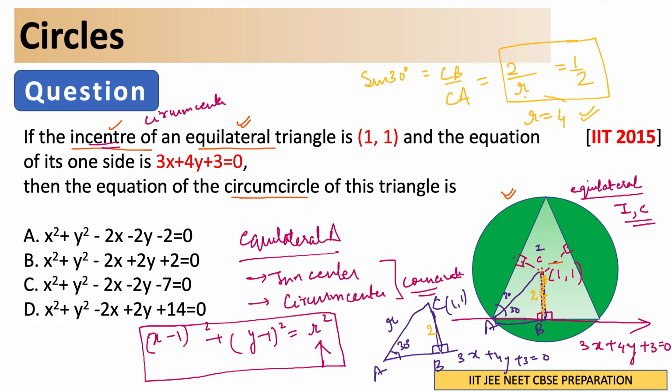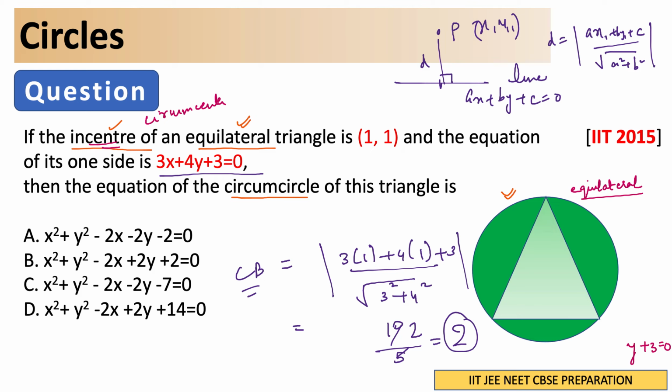So radius also we have, and center also we have. Center is 1 comma 1 and radius is 4. So now it is very easy, right? Let's go back. So we have center as 1 comma 1 and radius is equal to 4. So what is the equation of circle? X minus 1 whole square plus y minus 1 whole square is equal to 4 square.